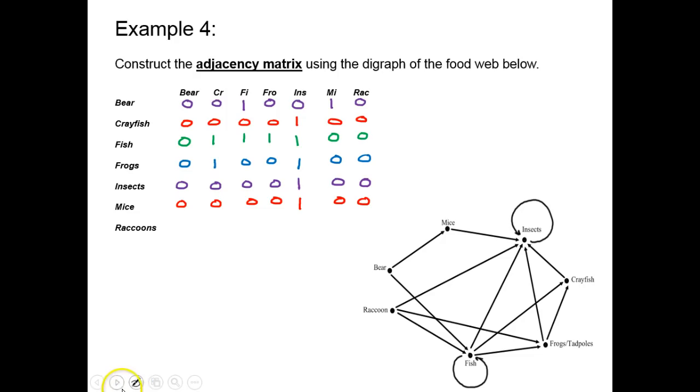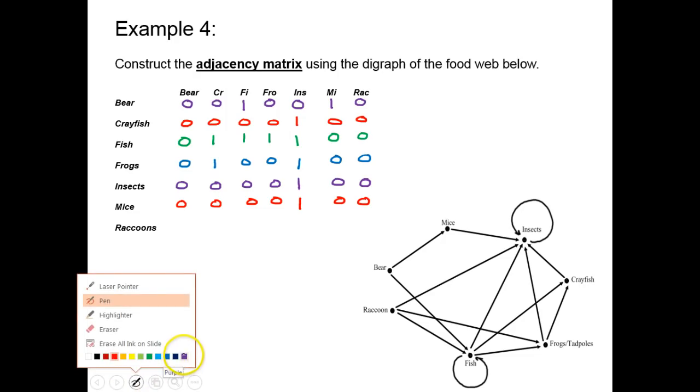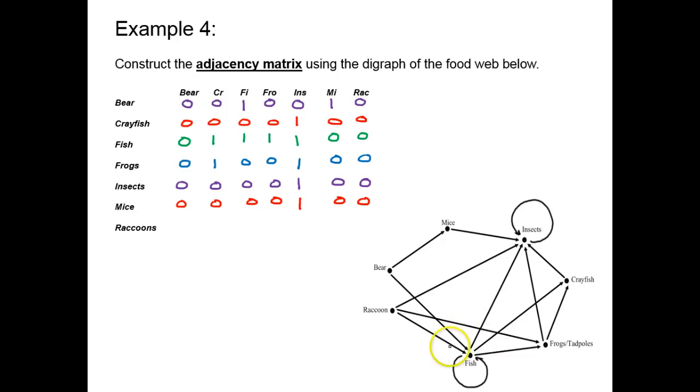Okay, let me change colors one more time for raccoons. I'm looking for arrows that go away from raccoons. I see 3 of them. Raccoons eat insects, frogs, and fish. But they don't eat any of these other things. Alright, so there you go.